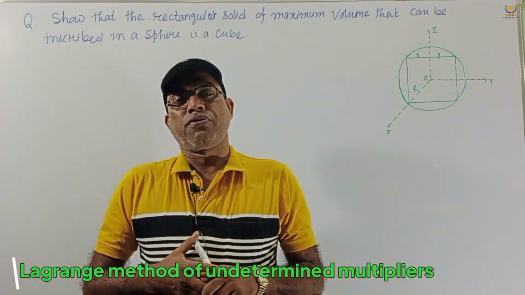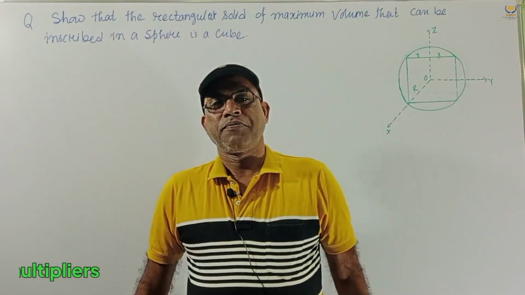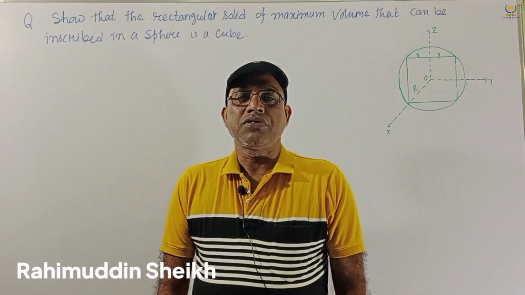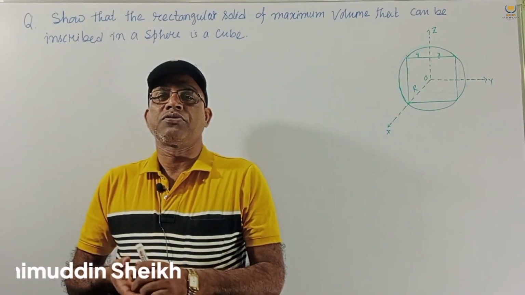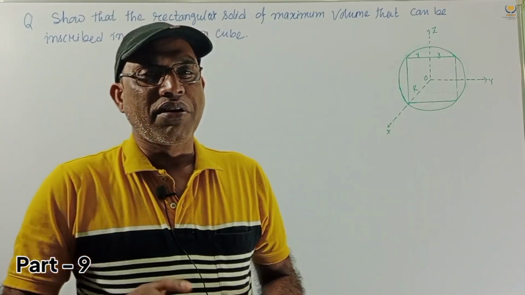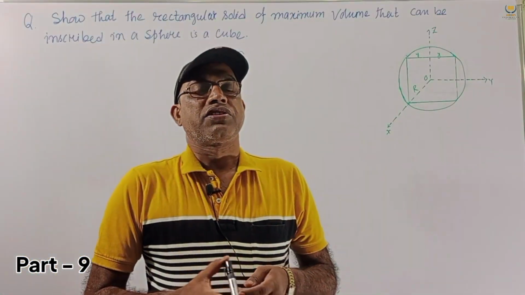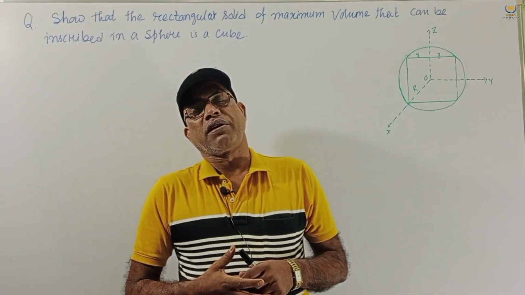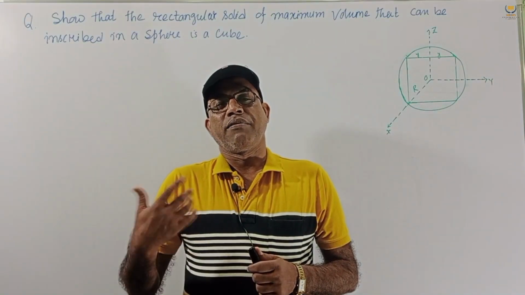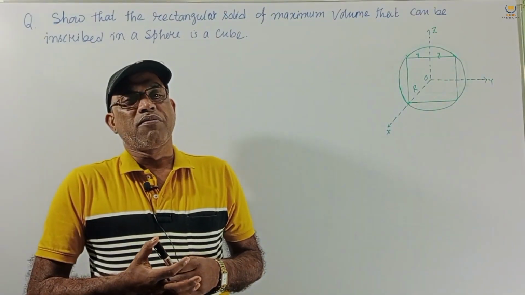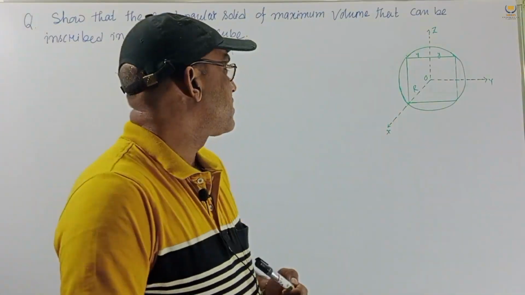Our main discussion is the Lagrange method of undetermined multipliers. So maximum and minimum values: if three variables x, y, z are given with some conditions, how to find the maximum and minimum values of the given function under the given condition. We solve some problems. Next we consider the remaining problems.